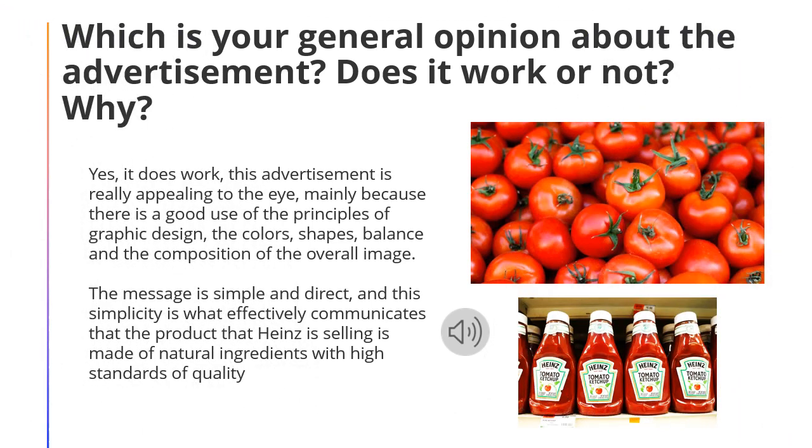Which is your general opinion about the advertisement? Does it work or not? Yes, it does work. This advertisement is really appealing to the eye, mainly because there is a good use of the principles of graphic design: the colors, shapes, balance, and the composition of the overall image. The message is simple and direct, and this simplicity is what effectively communicates that the product that Heinz is selling is made of natural ingredients with high standards of quality.